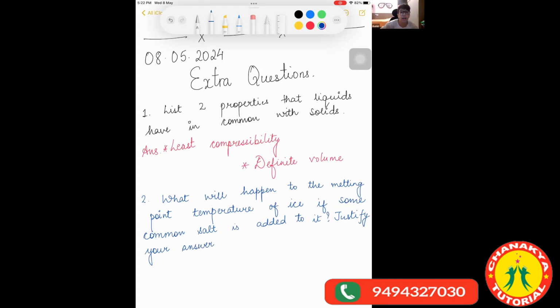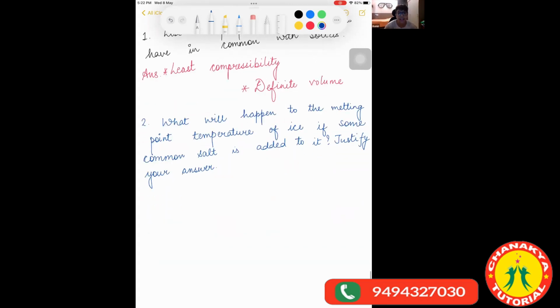Ma'am, the melting point of ice decreases as the common salt dissolves in the ice water, because common salt acts as an impurity. Yes. So the melting point decreases as common salt acts as an impurity.